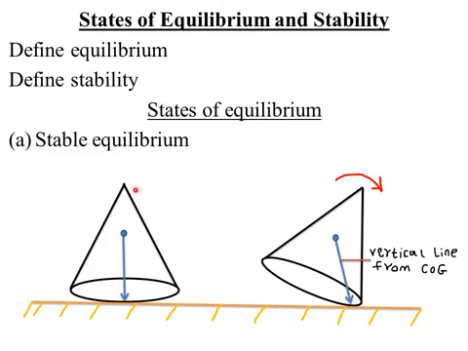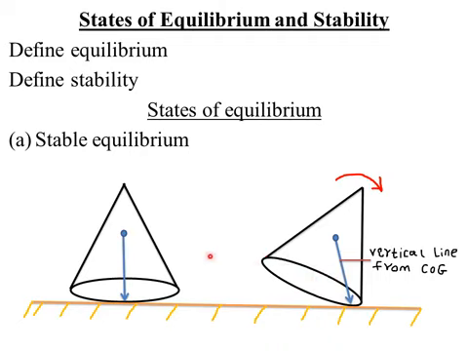For this case, I have my cone here. When I slightly push it in the direction shown, the vertical line through the position of center of gravity does not fall outside the base. That is, the vertical line through the position of center of gravity still falls within the base when the object is slightly pushed.